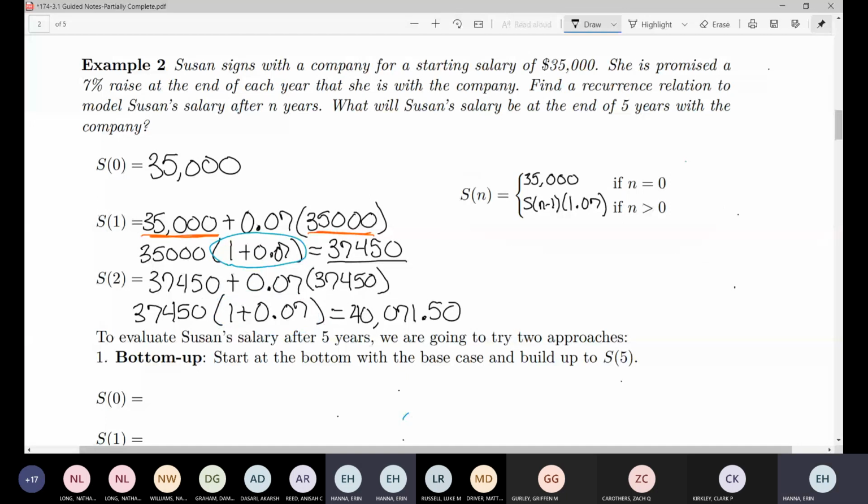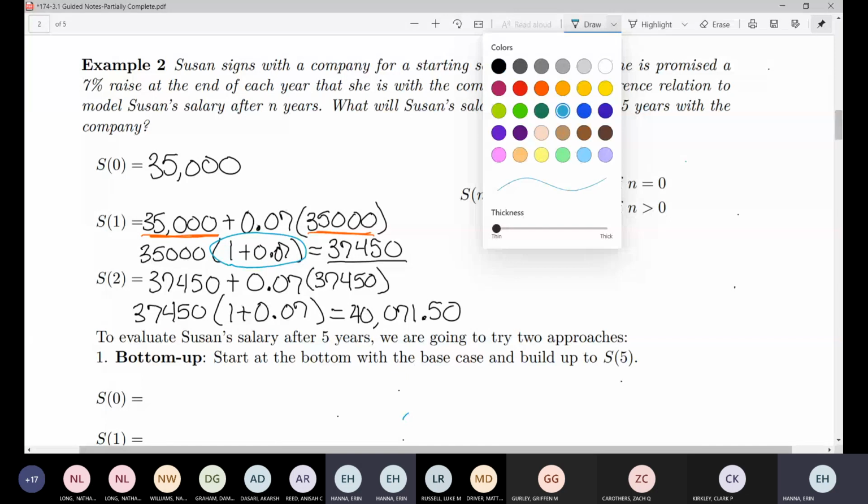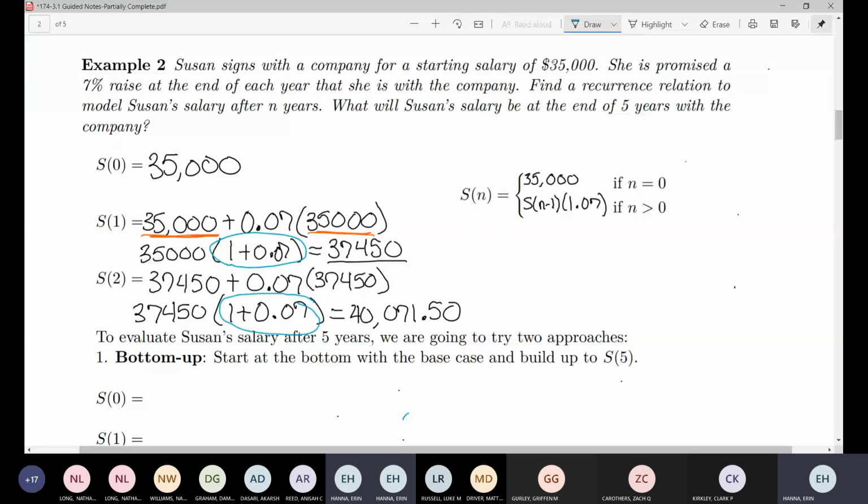Let me just clean this up a little bit. Let me maybe keep that circled. So you put S n minus 1 just for the previous year. Yes, so the S n minus 1 is what's representing the salary that she was making in the year beforehand.